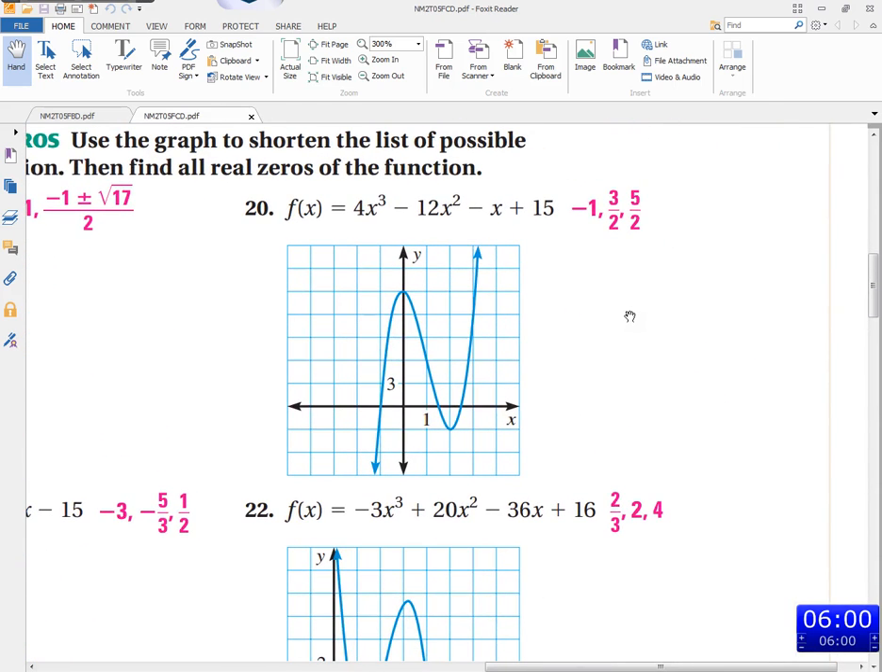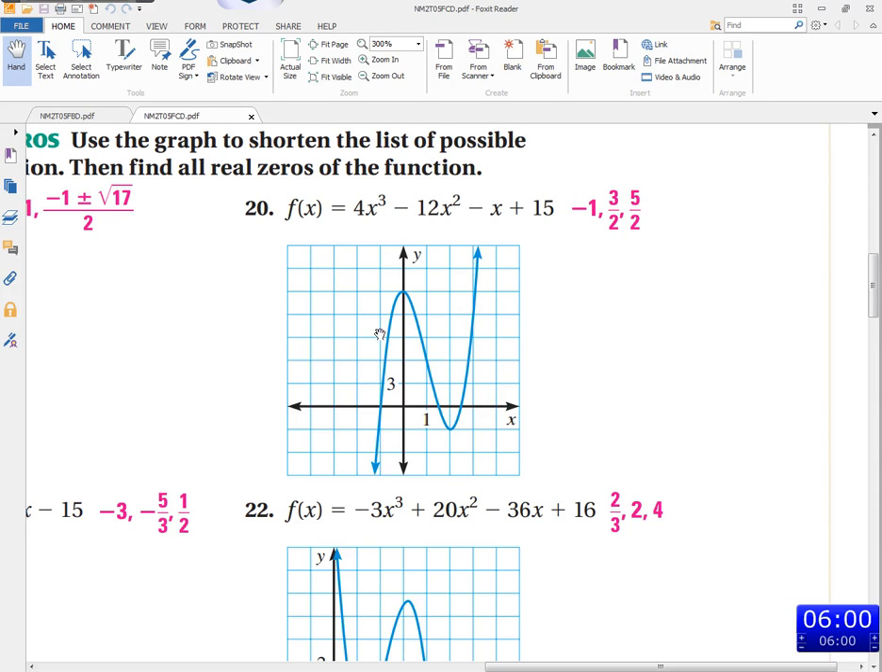Okay, here's number 20. We're looking for zeros, right? If a number is a zero, we plug it in for x and we get zero. Zero for x or for y? For y. We plug in for x and we get zero out for y, okay? Well, right here, that's where y is zero, right?